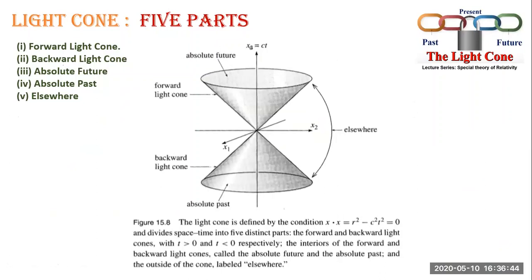Absolute future of those events which occurred at t equals 0 at the origin or earlier than that. Similarly, the lower cone is called the backward light cone, and points inside it are known as absolute past, and the points outside the light cone are known as elsewhere, which is the fifth and final part of the light cone.